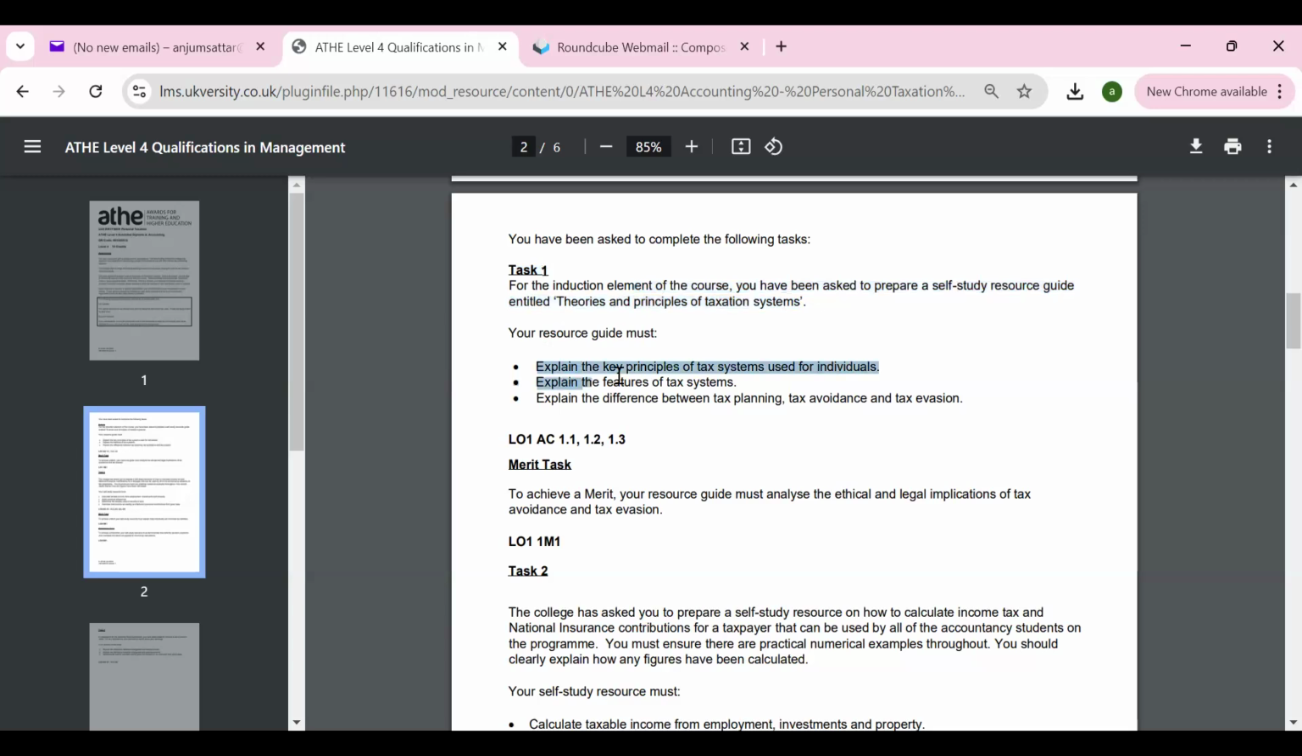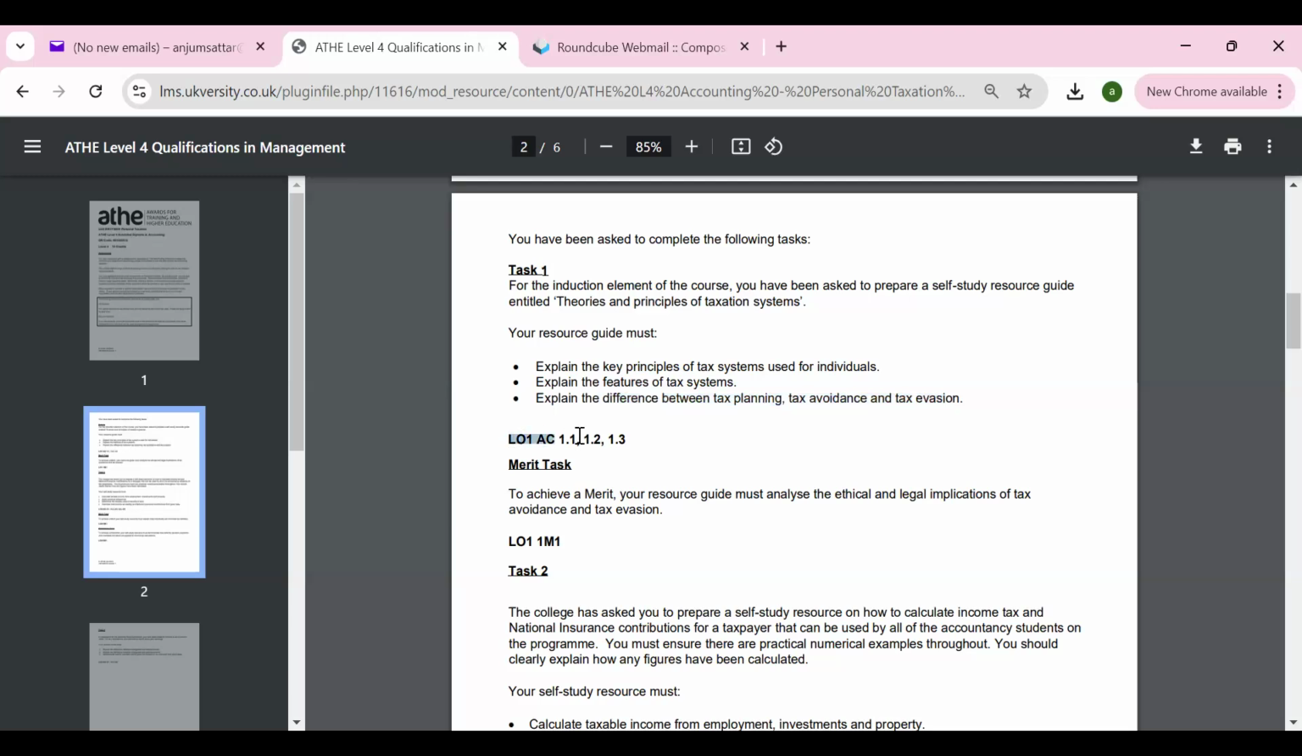Explain the key principles of the taxation system used for individuals. Explain the features of the tax system. Explain the difference between tax planning and tax avoidance, and regressive and progressive taxes. So these are the different tax systems. We can look around these, and we'll discuss the different types of tax as well.